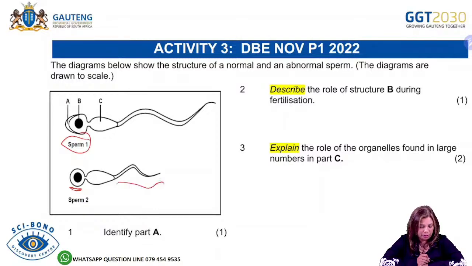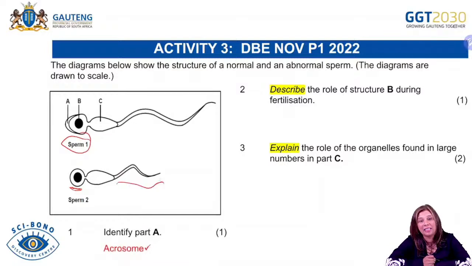So let's look at it. Identify part A. Part A, I think, is the easiest to identify. A will be the acrosome, isn't it? Very good. And let's look at 2. Describe. Now remember, describe means detail, as we discussed earlier. Explain means cause and effect. You must give the details with the effect of what's happening.